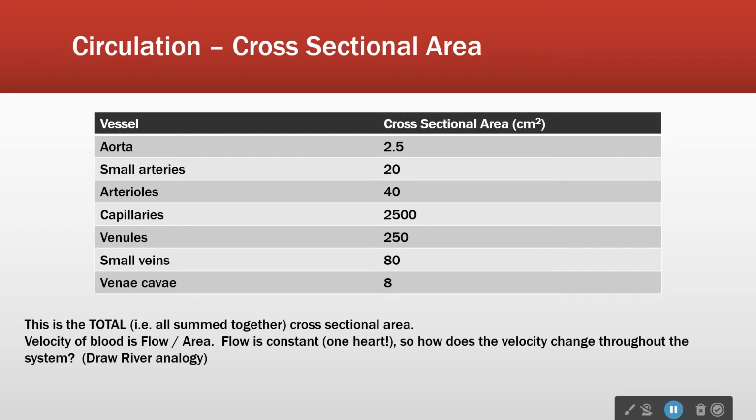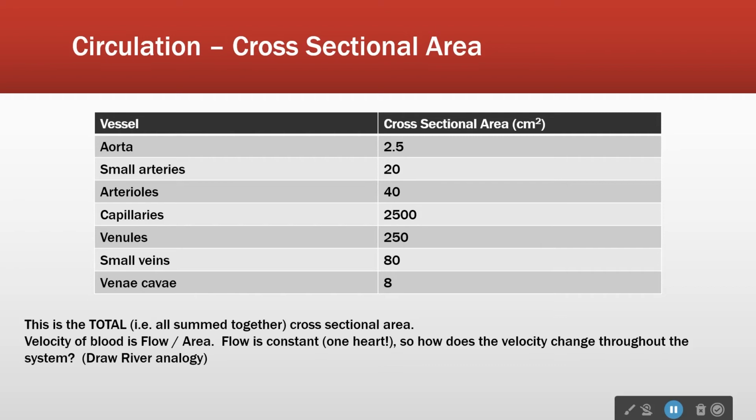Now as we start to branch out, we see that the cross-sectional area not just goes up, but goes up pretty dramatically. If we take all of the small arteries in the body and compare them to the aorta, all of the small arteries have a 20 square centimeter area versus the aorta's 2.5. So you think blood's getting faster or slower? Slower, very good. Then from arterial, same thing, now we're bigger yet, slower yet.